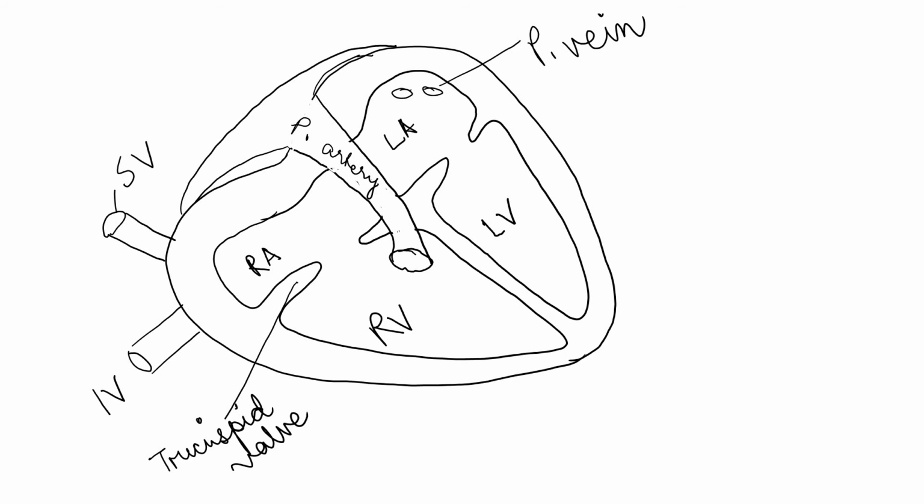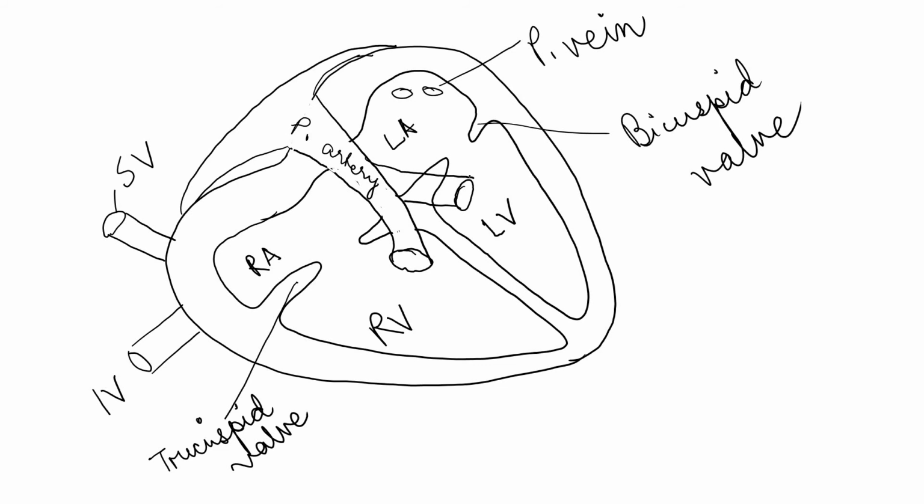Now this is the bicuspid valve. Then the blood goes from here, and here we have the aorta. The aorta will go from behind the heart.